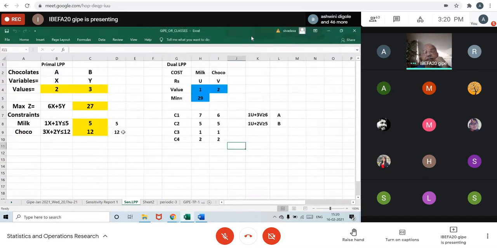Got it, na? Are you getting the answer? Yes, sir. So that's what I told you. If at all you want to have conditions on your LPP, definitely you can do that. And your biscuits are 2 and 3. So the minimum cost involved is 29 rupees. But the profit you are getting is 27.